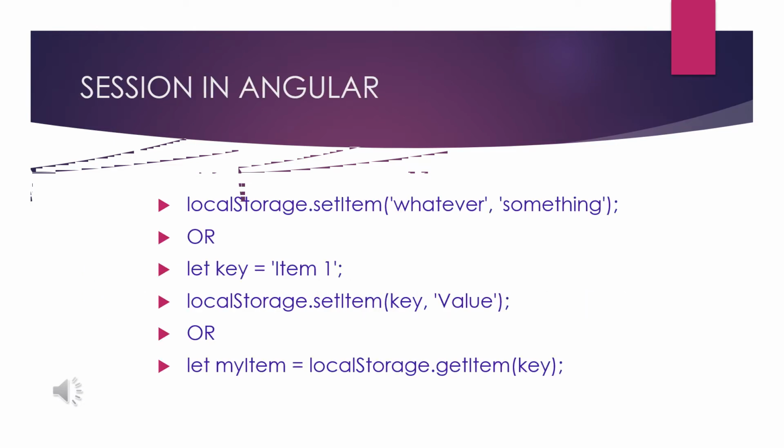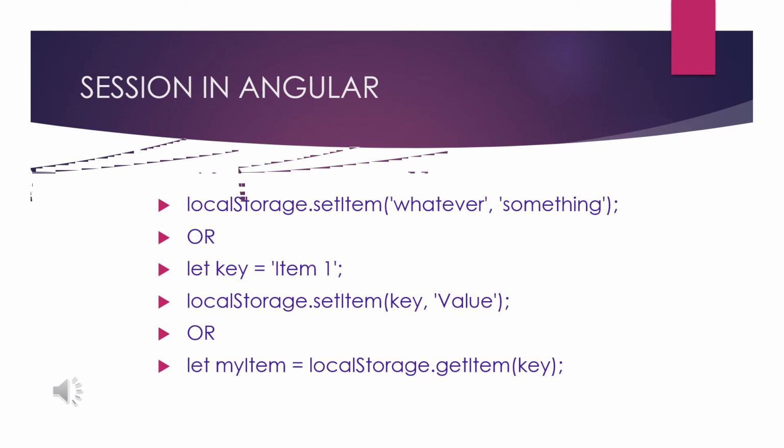localStorage.setItem will set whatever is given, and it will be stored. As we see in another example, key comma value: the value will be set to the key. So here the key is item1 and the value, some name, will be added there.